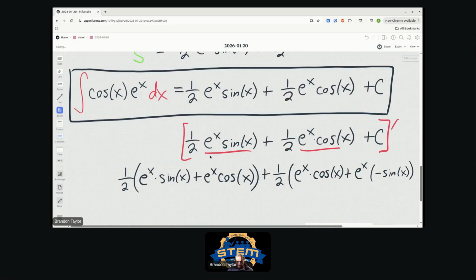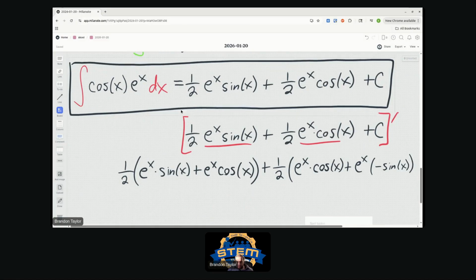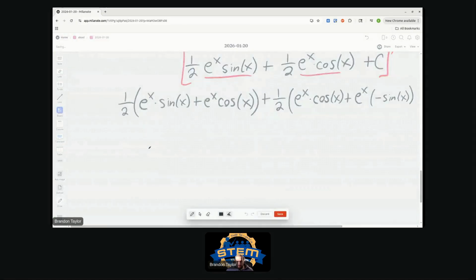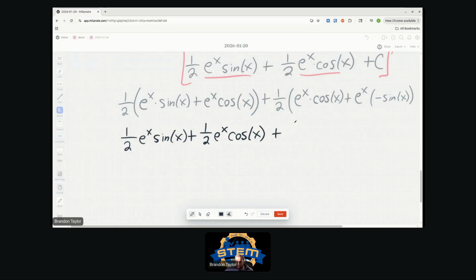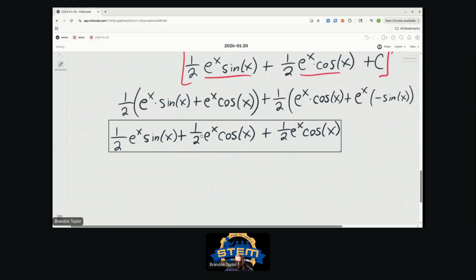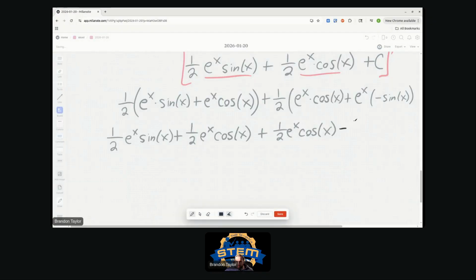That is the derivative. And the question is, is that what we started with? Well, let's work this out. If we simplify it, 1/2 e to the x sine of x plus 1/2 e to the x cosine of x plus 1/2 e to the x cosine of x minus 1/2 e to the x sine of x.